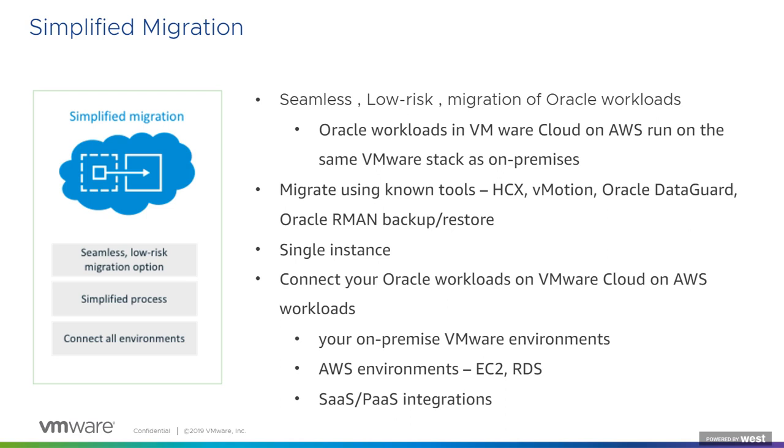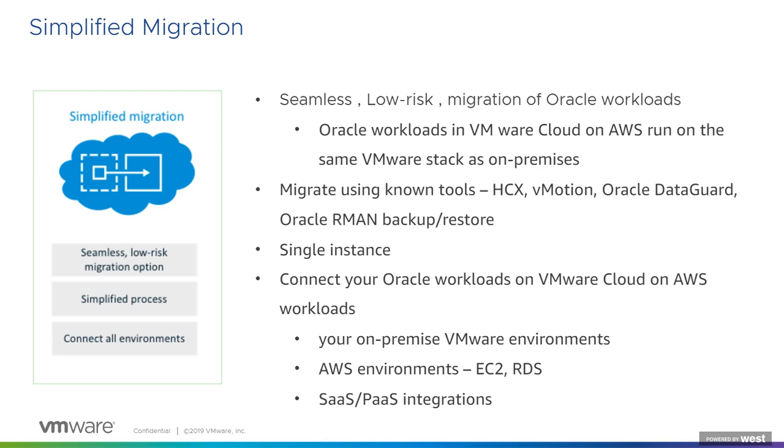Simplified migration. As we know, VMware Cloud on AWS is powered by VMware Cloud Foundation, and this service integrates vSphere, vSAN, and NSX along with VMware vCenter management. Owing to the fact that the underlying VMware stack is the same on both on-premises and on VMware Cloud on AWS, this essentially ensures a seamless, low-risk migration of Oracle workloads from on-premises to VMware Cloud on AWS and back, because there are absolutely no VM conversions, there is no application refactoring, and hence there is no application downtime.